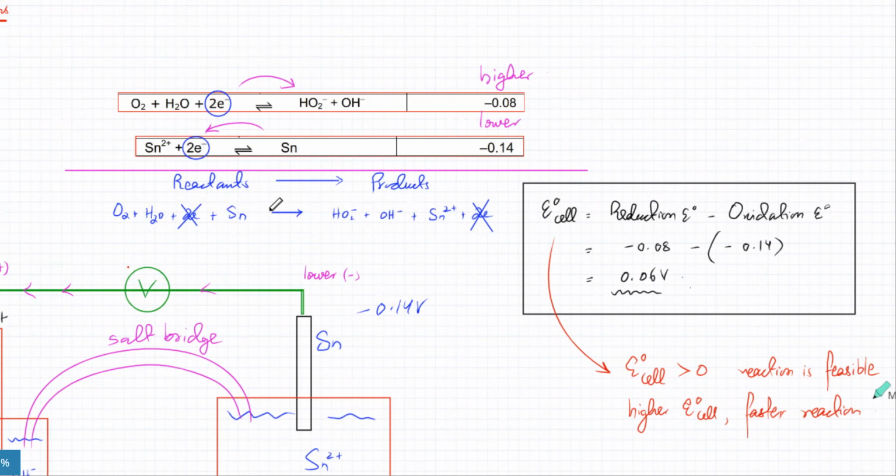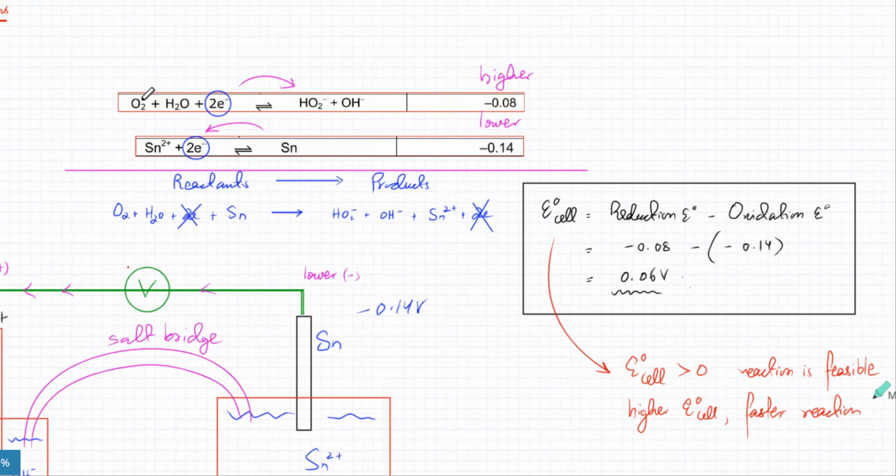Yes. So sometimes they'll give you an equation which is going to be an unfeasible reaction, because this is going to move in the forward direction. It's the higher potential. So if they're saying that it's going to go in the backward direction, then that is not going to happen. It's an unfeasible reaction. Is that point clear?